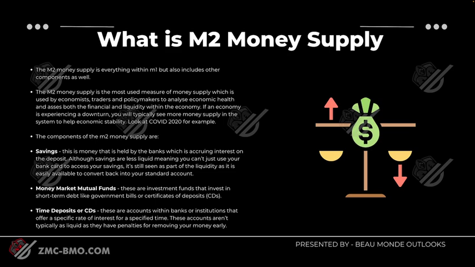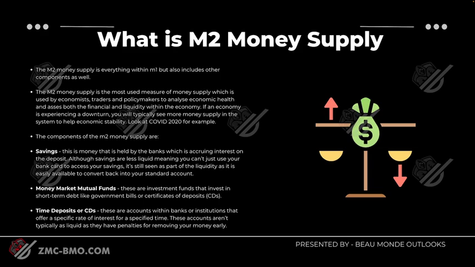If an economy is experiencing a downturn, you would typically see more money supply in the system to help economic stability naturally. If there's loads of supply, it means money is easily accessible. If there's less money supply, then it's more difficult to get access to money. So naturally, if you look at COVID 2020 as an example of that, money supply rose massively because it was a really bad period, right? So the government or the central bank in this environment wanted money to be easily accessible to help support people.